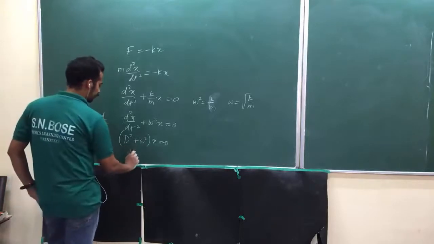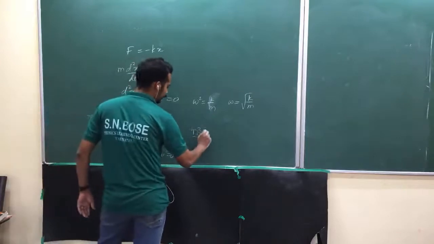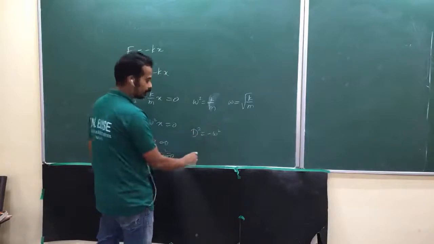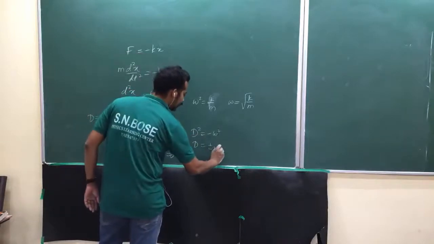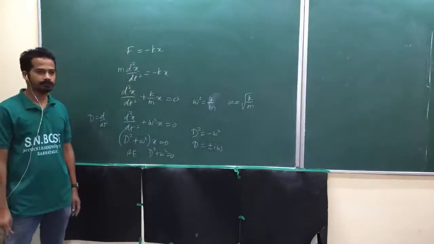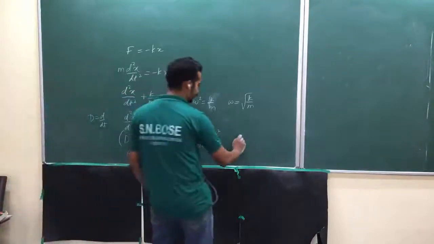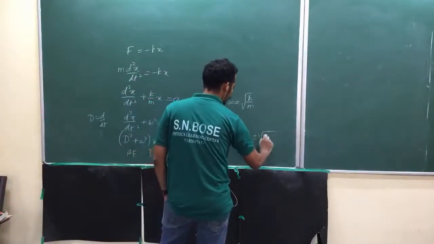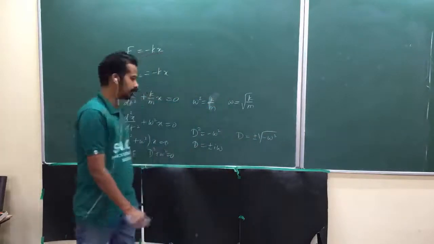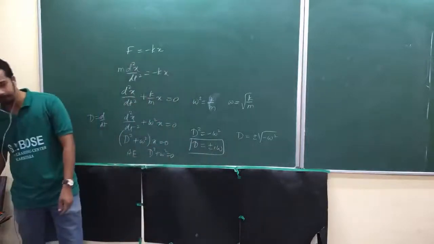So now what is your auxiliary equation? D² + ω² = 0. So D² is equal to minus ω², where ω² is positive. This is a purely negative quantity. That's why D is equal to plus or minus iω, or you can write D is equal to plus or minus root of minus ω². Take ω outside, root of minus 1 is i, like that. Okay. D is equal to plus or minus iω, that is your root.